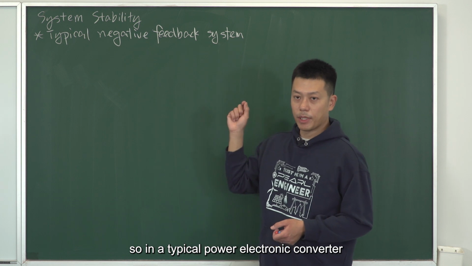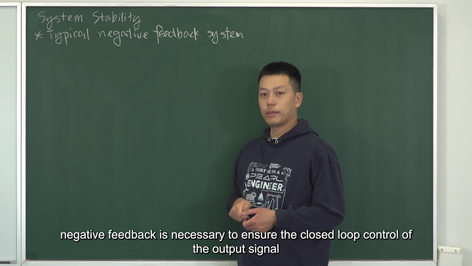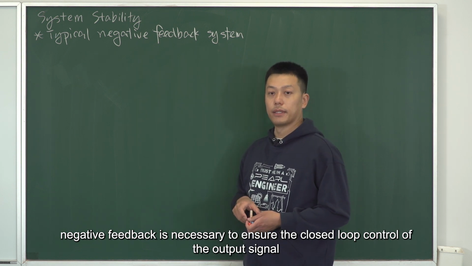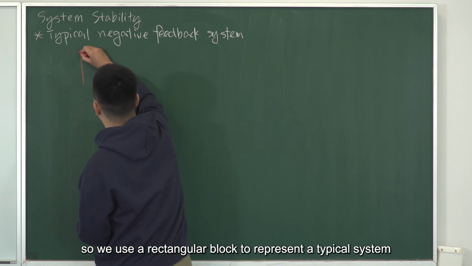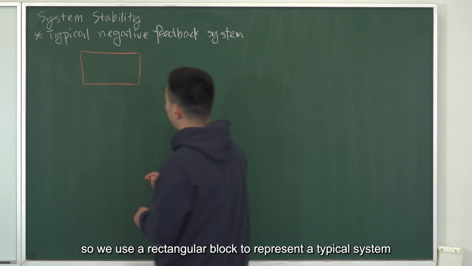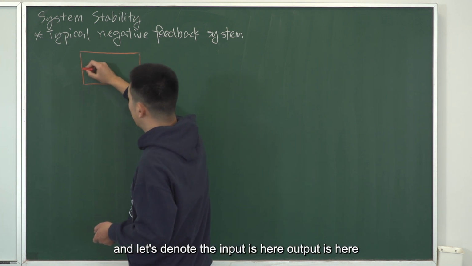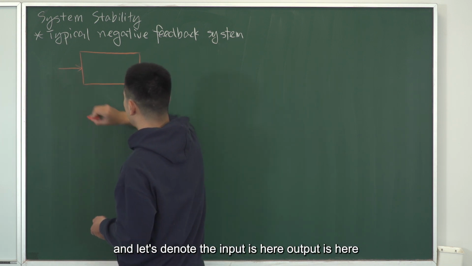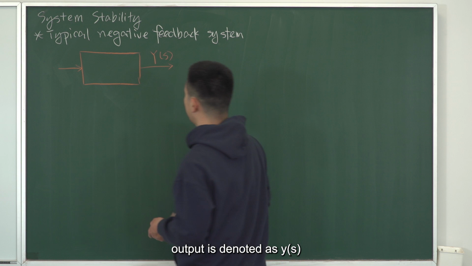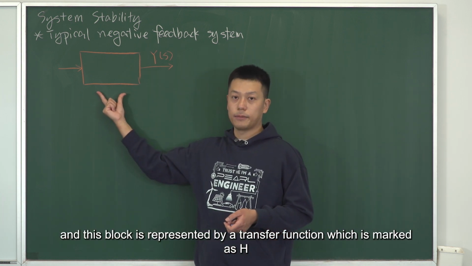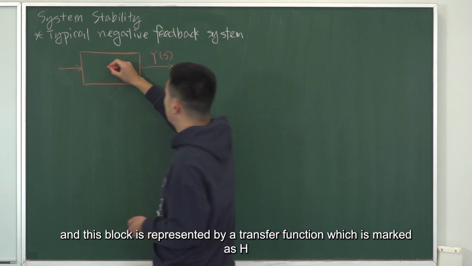In a typical power electronic converter, negative feedback is necessary to ensure the closed loop control of the output signal, right? So we use a rectangular block to represent a typical system. Let's denote the input here and the output here. The output is denoted as Y(s), and this block is represented by a transfer function which is marked as H(s).